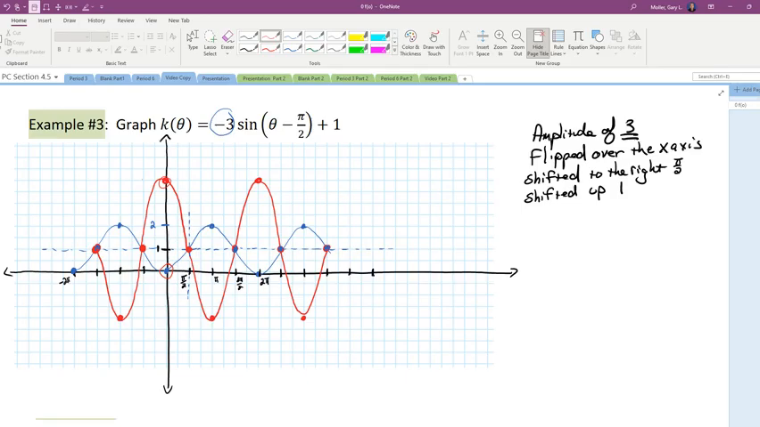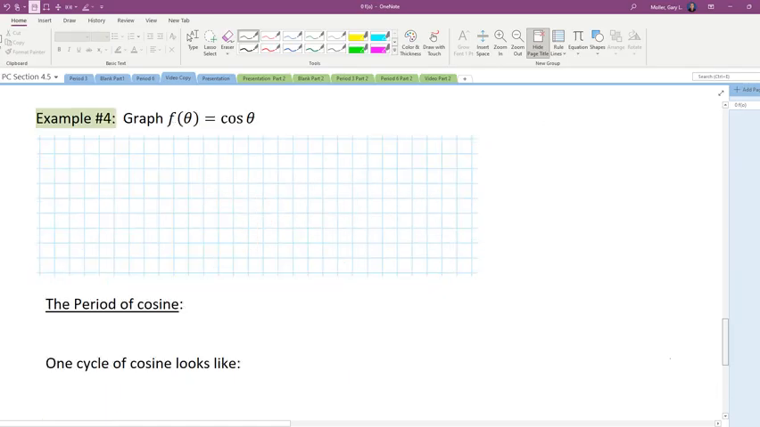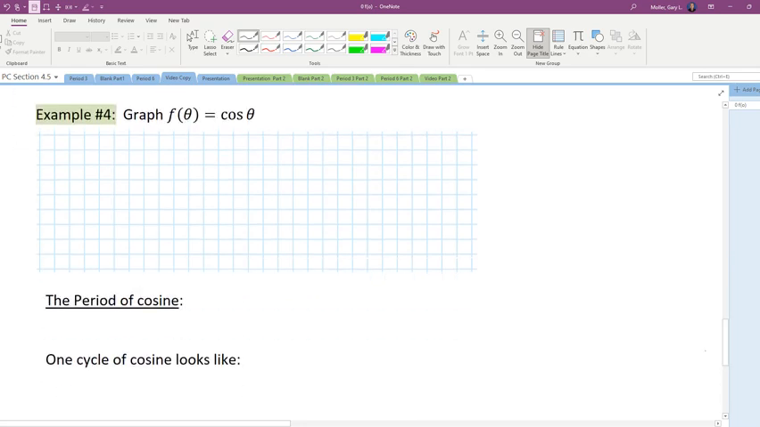Well, let's keep going. We got more to do. We're going to break this in class into 2 days, but I'm going to make this into 1 video. We are now going to explore what cosine looks like. So let's use our same table of values idea, but this time let's just stick with the x and y axis values. So what I mean is, let's go ahead and make our theta and f of theta.